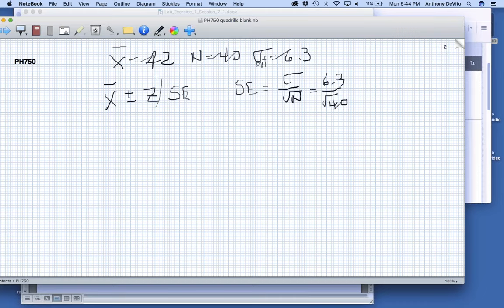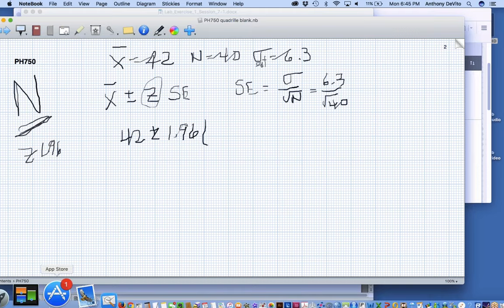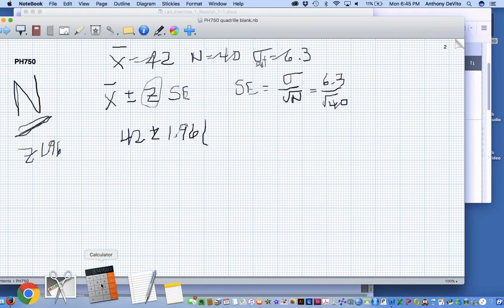Okay, so what am I going to use for Z? If I decided that my sample size was large, right, big sample size, what can I use for Z? Yeah, 1.96, right? If it's small, then I have to deal with this extra uncertainty, and I can use the t distribution instead. So I'm going to say X bar is 42 plus or minus 1.96 times my standard error, which is 6.3 divided by square root of 40. So let's calculate that.